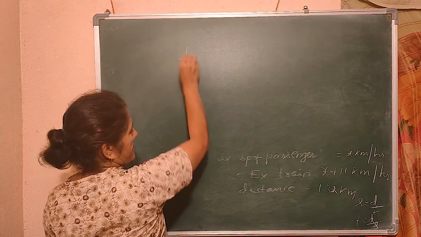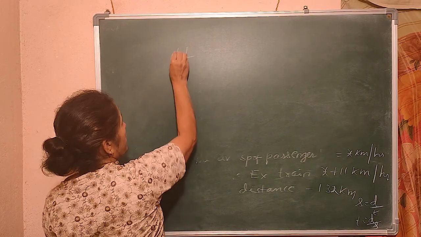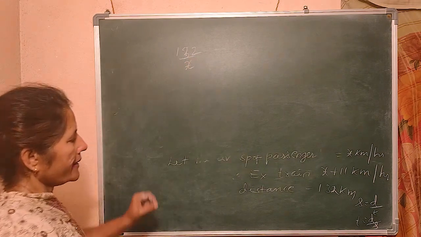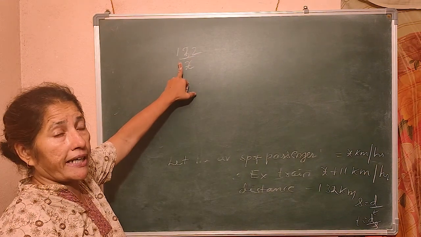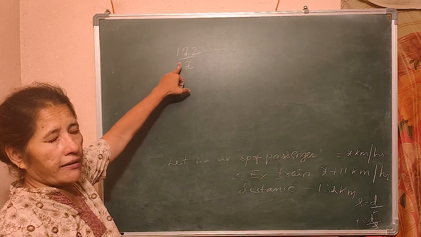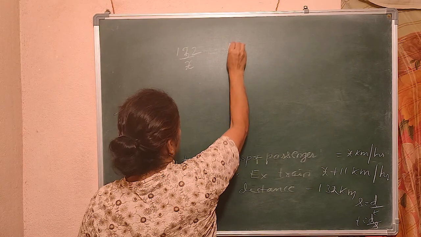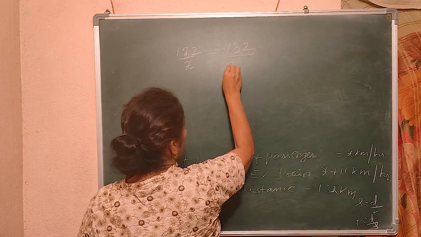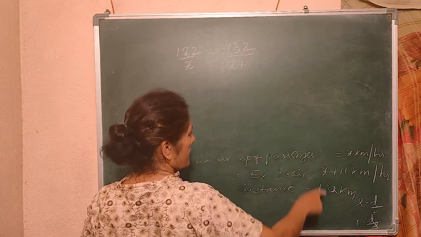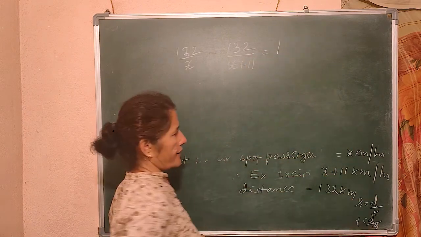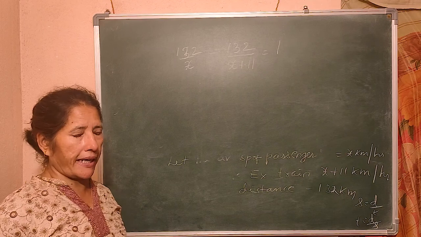132 divided by x, right? This is the time taken for the passenger train, minus 132 divided by x plus 11, is equal to 1 hour. 1 hour less. Am I right?